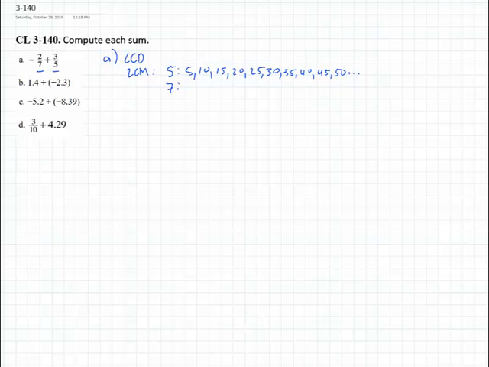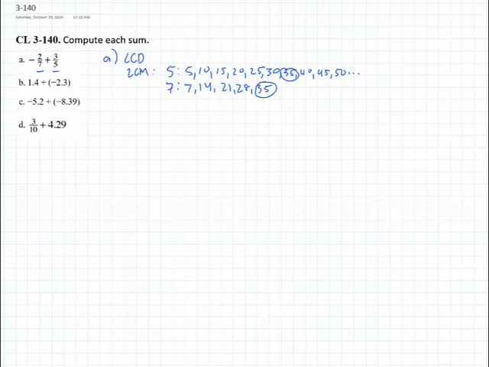For 7, okay, we'll have 7, 14, 21, 28, and we're going to keep doing this until we find a common multiple. And hey, look, right away I found 35. Okay, so that means we have to convert the denominators into 35. That's the lowest common multiple. That's the lowest multiple they both share.